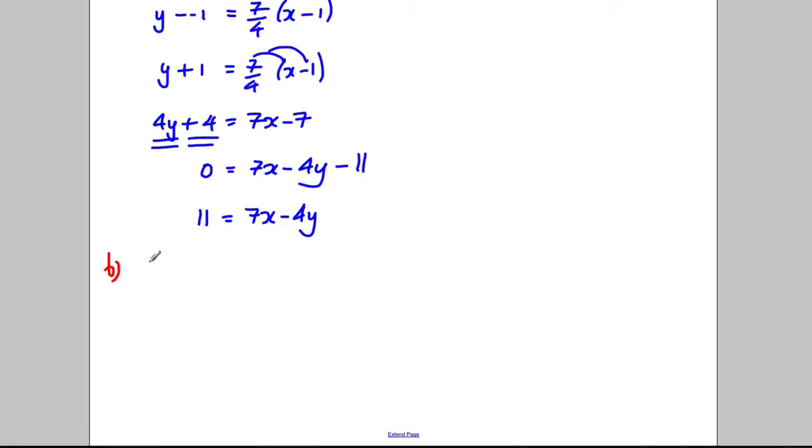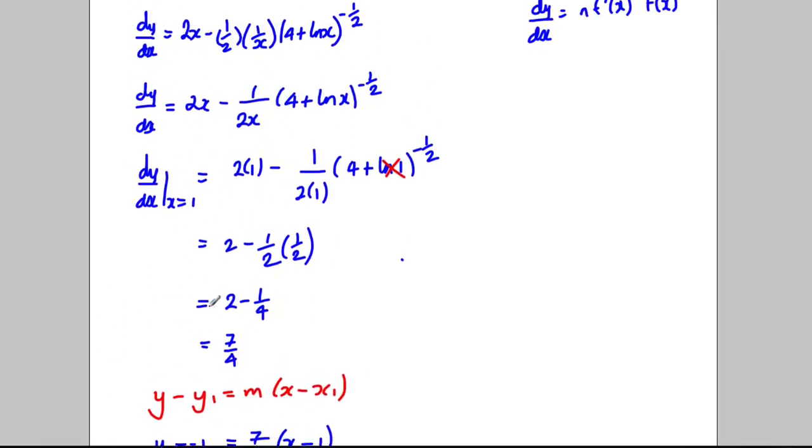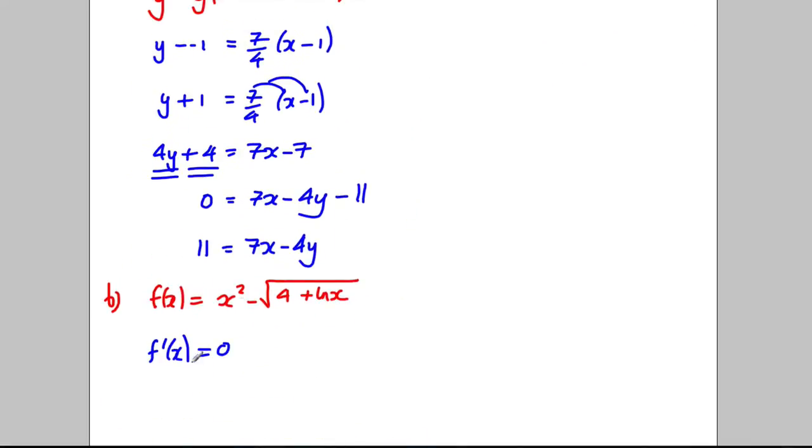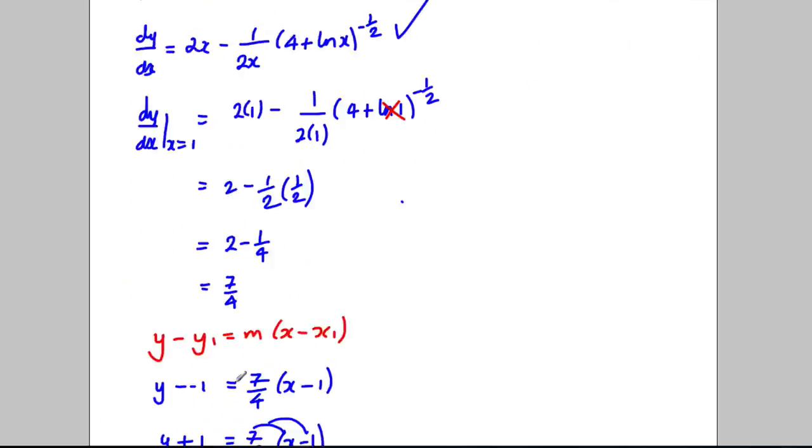So what we're trying to solve, if I called my original function f of x, because it's easier, x squared subtract the square root of 4 plus the logarithm of x. What we're trying to solve here is f dashed x is equal to 0. Now we've luckily worked out f dashed x before. It was this thing here. So it was 2x, so we're trying to solve 2x, subtract 1 over 2x.